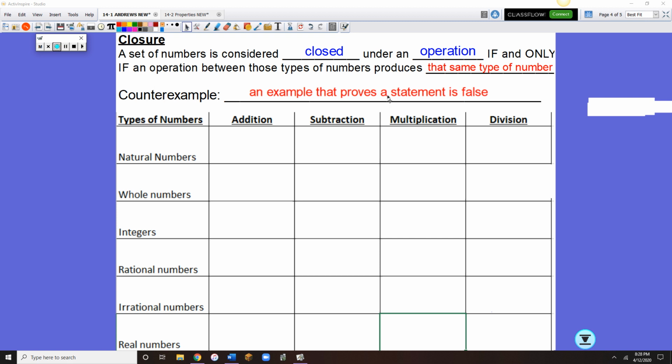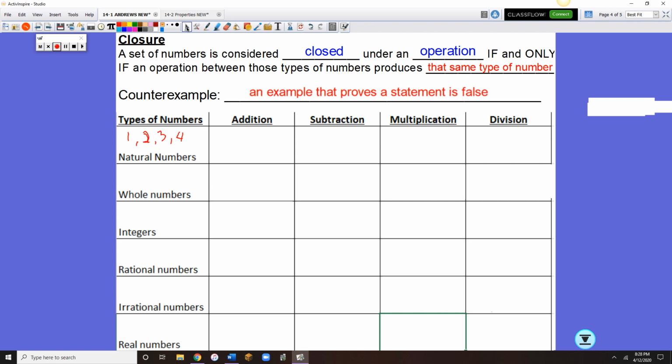So it would be an example that proves a statement is false. All right, so let's get into this because I think it's easier if I demonstrate it to you. This is a chart that you're going to want to refer to when you do the assignment. All right, natural numbers, remember that is your 1, 2, 3, 4, and so on.